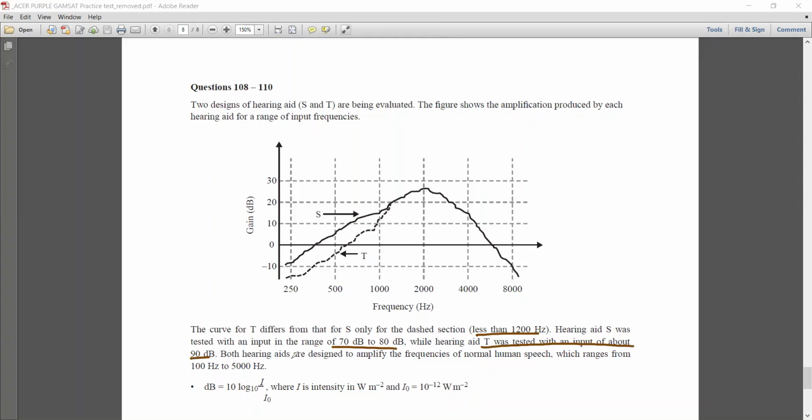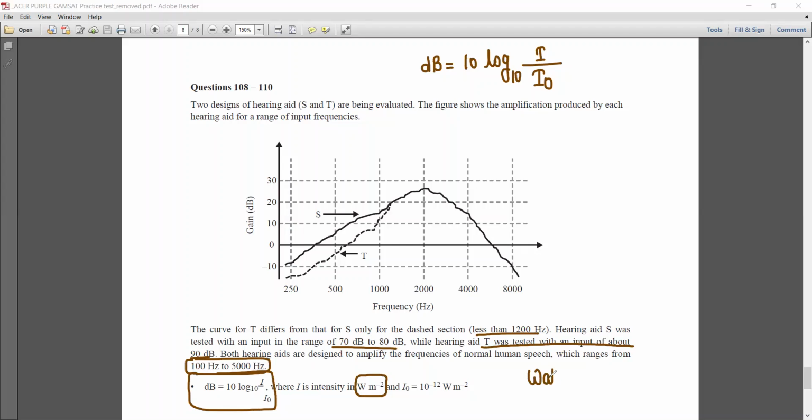Now they want to know: both hearing aids are designed to amplify the frequencies of normal human speech. So they have given the frequency range as 1000 to 5000. Now they have defined a formula here which says dB, the sound intensity level, is 10 log base 10 of I over I naught. They also describe where I is the intensity, and they have given the unit here, which shows that this is watt per meter square.